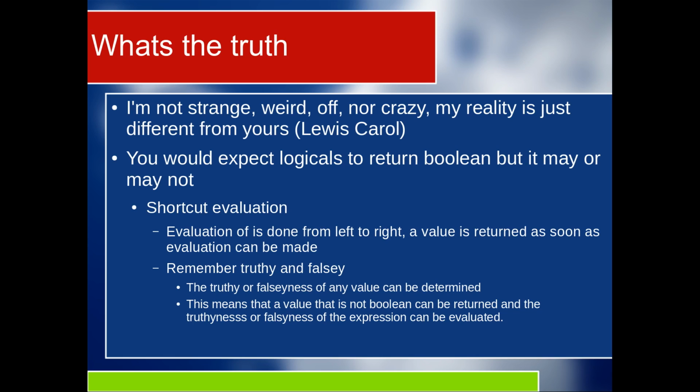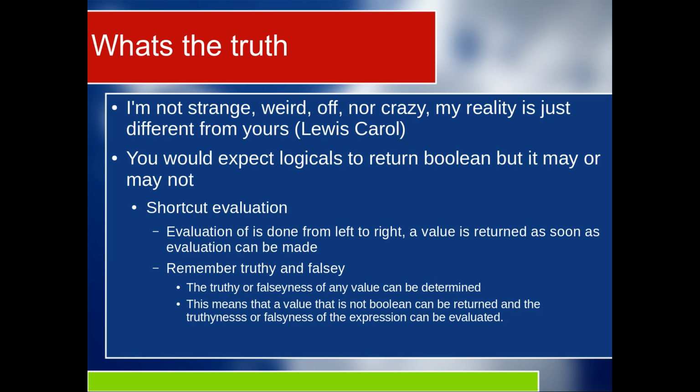You'll find this a lot in JavaScript. In JavaScript, you can do almost anything you can do in other languages. However, the way you get there may be a little different. So here's an example. You would expect that if you had a logical operator, it's going to return a Boolean. But it may or may not. That's because in this language you have something called shortcut evaluation. So evaluation of a logical expression is going to be done from left to right, and a value is going to be returned as soon as an evaluation can be made.